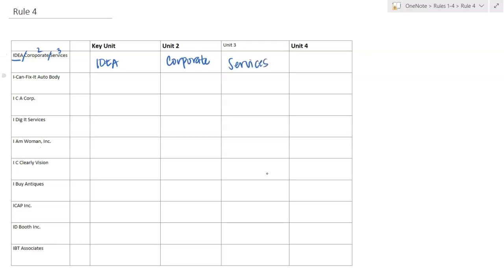Here we have I Can Fix It Auto Body. Again, there's only dashes and no spaces. So I Can Fix It is an entire unit. It's also my key unit. Auto is unit 2, body would be unit 3. And again, notice that I'm not putting any spaces when I write this out.